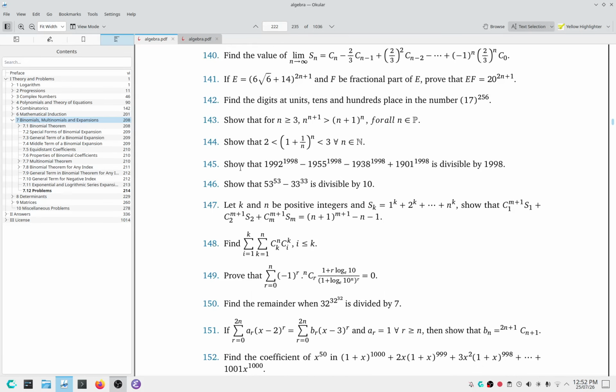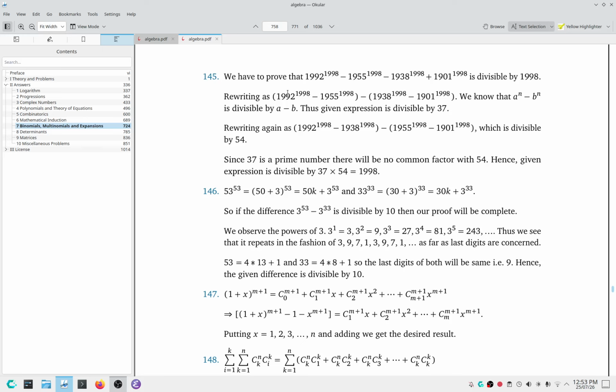Question 145 says that, show that 1992^1998 minus 1955^1998 minus 1938^1998 plus 1901^1998 is divisible by 1998. So we rewrite this as 1992^1998 minus 1955^1998, and so we pair these two terms and we pair these two terms.